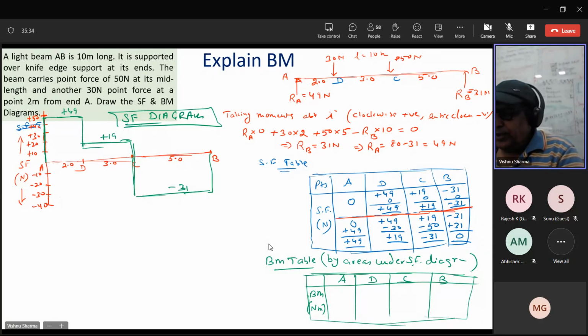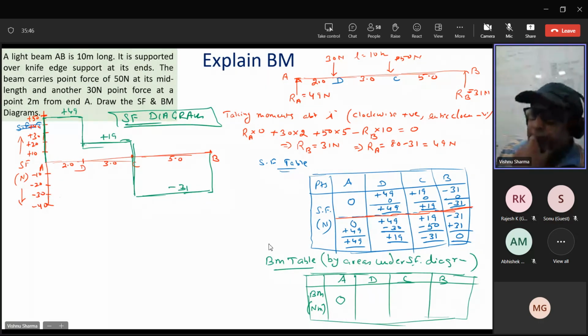How much area of the SF diagram is to the left of A, guys? None, sir. Zero, sir. Everybody agrees. So BM at A is 0. Does everybody agree? Yes or no?